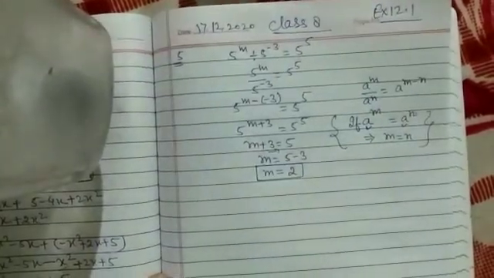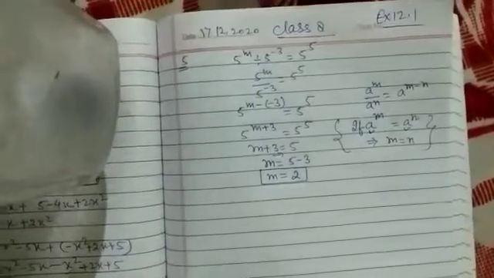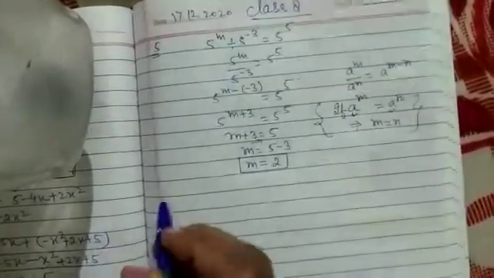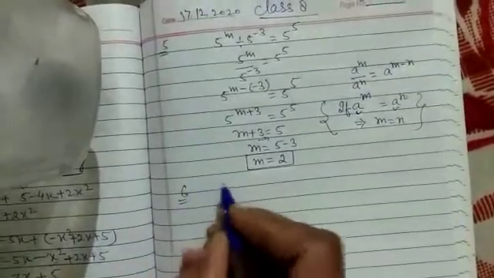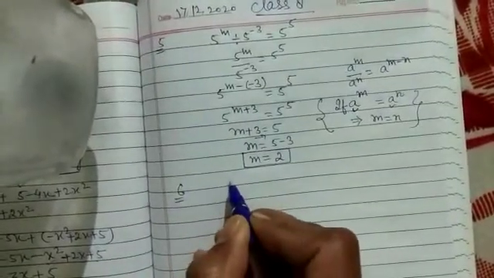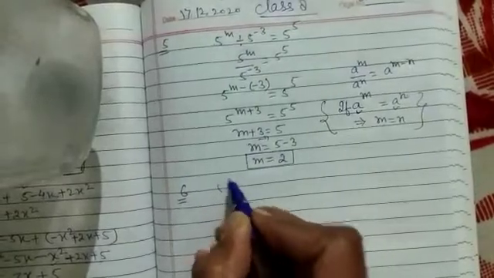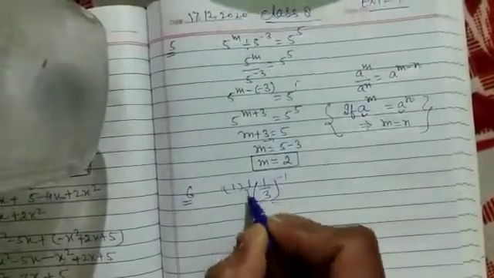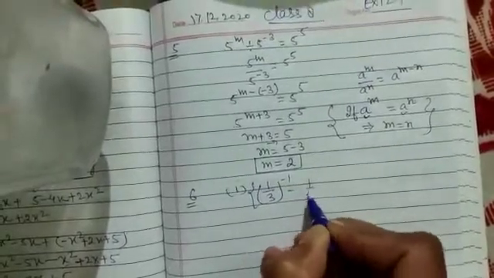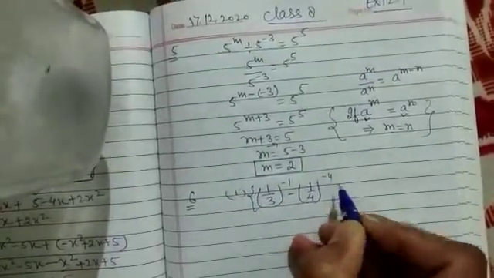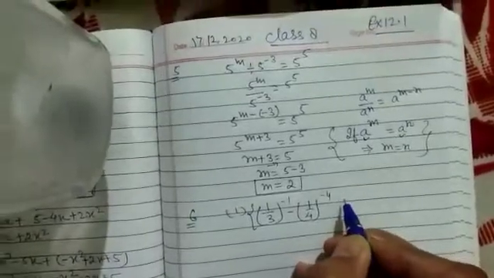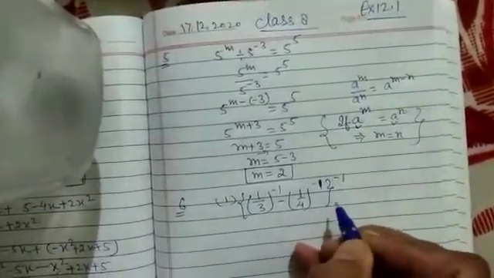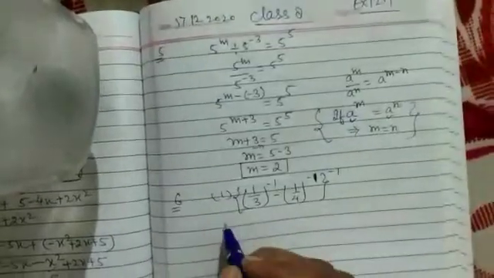Now question number 6. It's again a simple question. This is evaluate. What we have to evaluate: the first part is 1 upon 3 to the power minus 1 minus 1 upon 4 to the power minus 1, sorry, this is minus 1 again, and the whole to the power minus 1. We have to evaluate this.